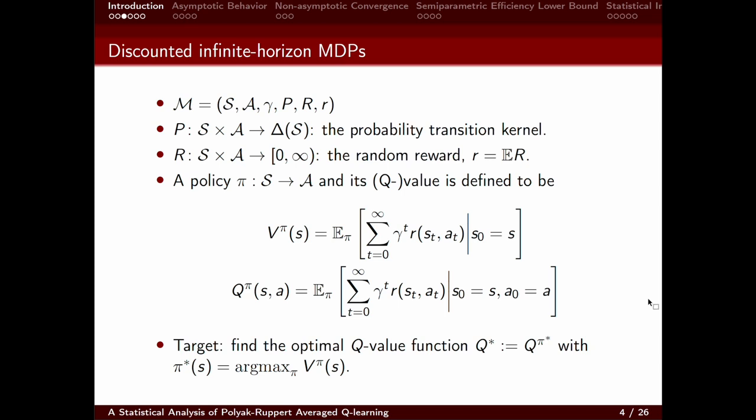A policy is a mapping from the state space to the action space. We denote its value function and Q value function as the conditional expectation of the sum of discounted random reward. And indeed, as argued, our target is to find the optimal Q value function Q star, which is the Q value function of the optimal policy that maximizes V pi of s for each given s.